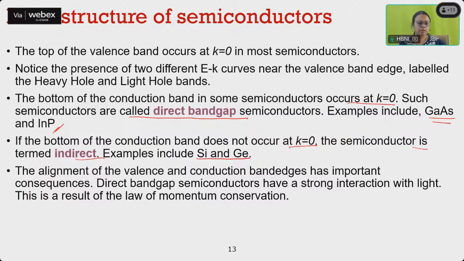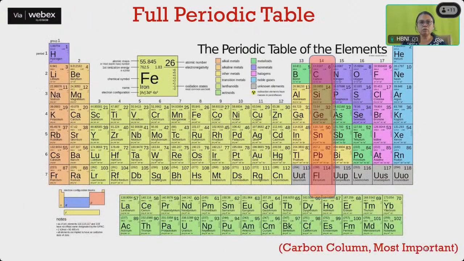The alignment of the valency and conduction band edges has important consequences. The direct band gap semiconductor has a strong interaction with light. This is a result of the law of momentum conservation, which I will be coming to later. Now coming to the materials which are the semiconductors. This carbon group contains the most important semiconductor materials. Our silicon is there, germanium is there, then we also have tin.